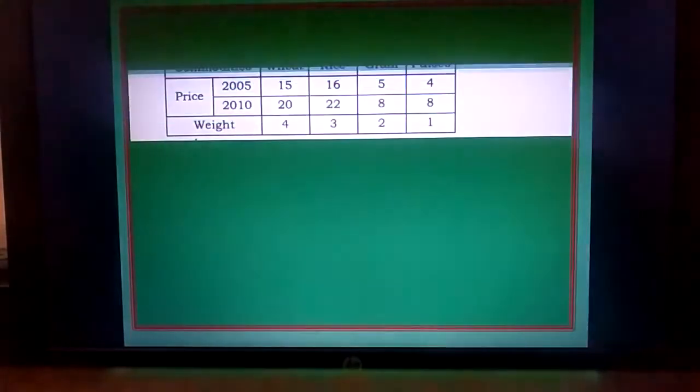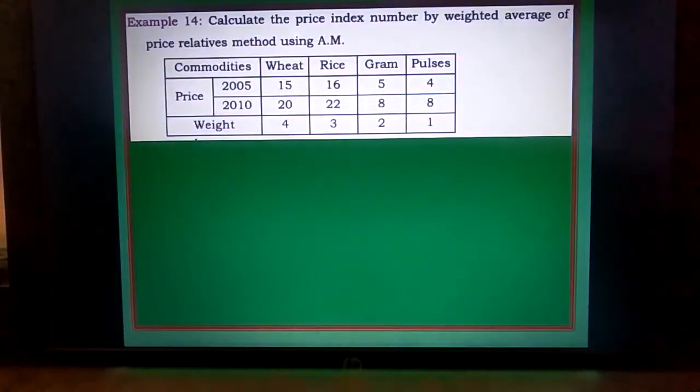Good morning, students. Once again, we shall continue problem solving based on index numbers. Another example: calculate the price index number by weighted average of price relatives method using arithmetic mean.